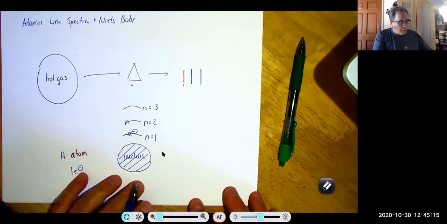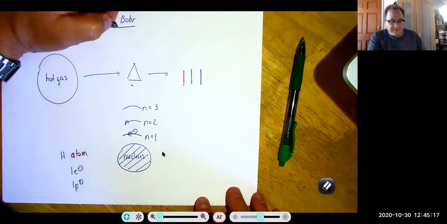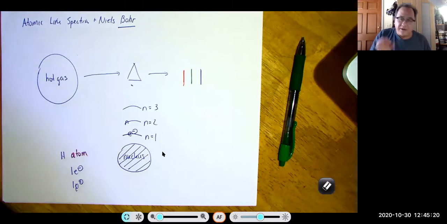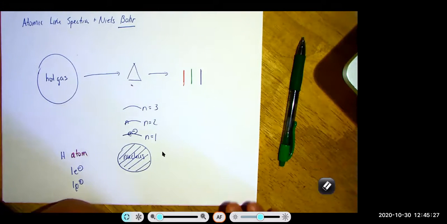So this is Bohr's model of the atom. Bohr's model is that you have a nucleus and electrons orbit around the nucleus, like planets orbit around the sun. Okay.